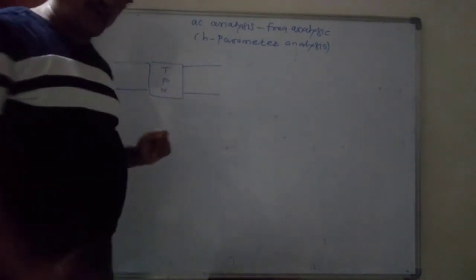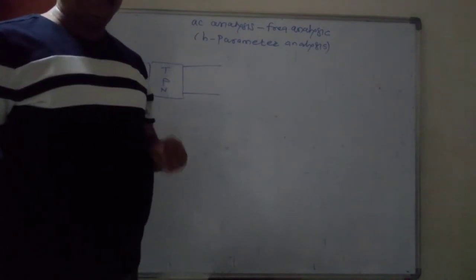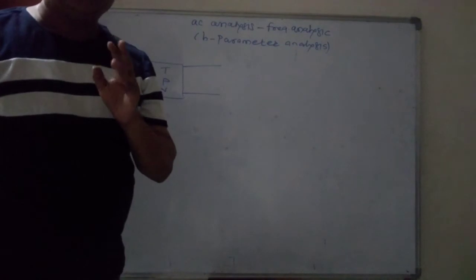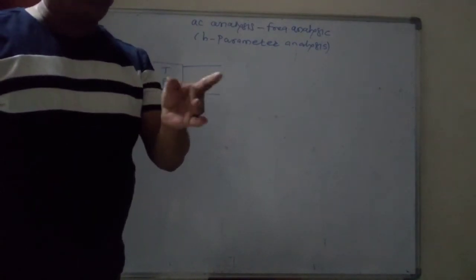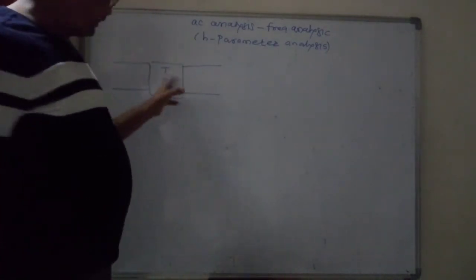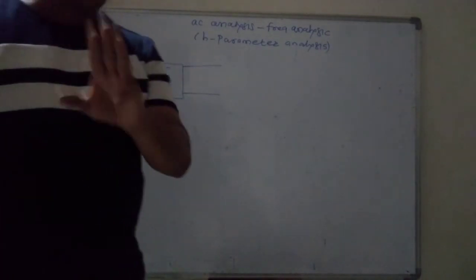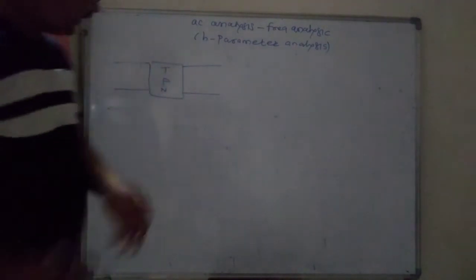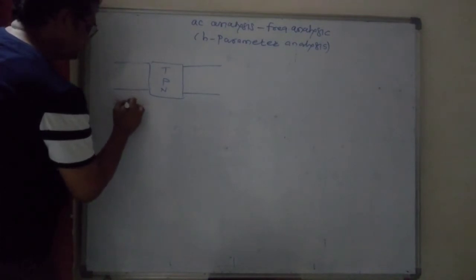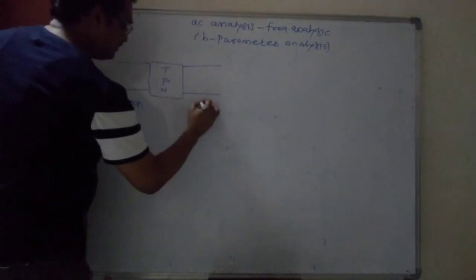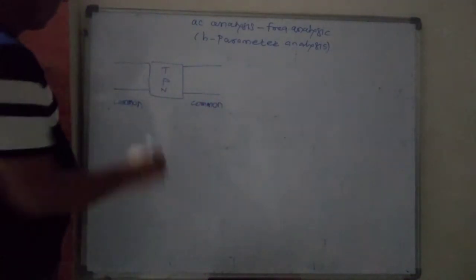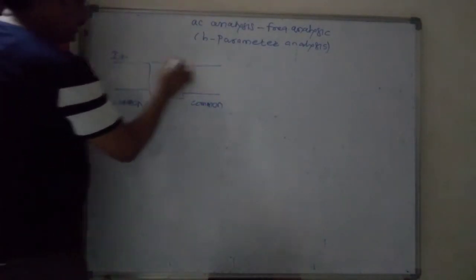Transistor or any two-port network is having three terminals. BJT we have studied: base, emitter, collector. FET: drain, source, gate. Out of these three terminals, one terminal is common. So this lower terminal is known as common terminal. Out of three terminals, one terminal is common, one terminal is input and one terminal is output.